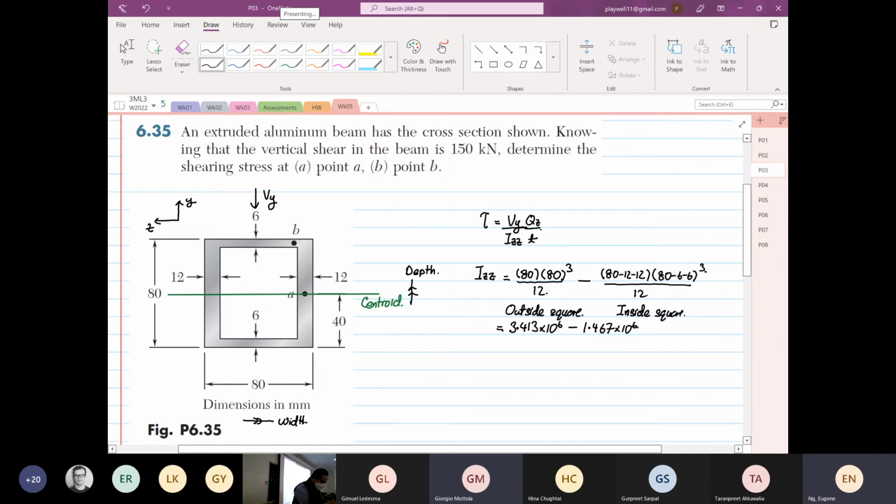Let me do it again. 80 minus 12 minus 12, so this is 56. 80 minus 6 minus 6, this is 68. So 56 times 68 cubed, divided by 12, is 1.467. Correct, 3.413 times 10 to the 6 minus 1.467, so it's equal to 1.946 times 10 to the power 6 millimeter to the 4, or 1.946 times 10 to the power 6 meter to the power 4. Okay, so we found our second moment of area.